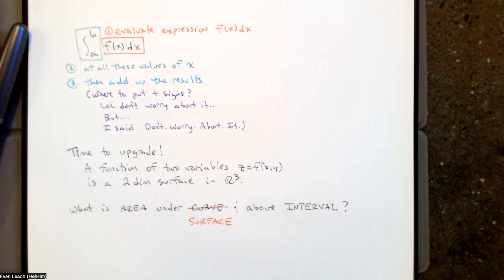Now I'm plugging in a bunch of x's and y's. So instead of an interval on the x-axis, I'm going to have some x's and some y's. We're going to describe that as a region. There's going to be this area, this region on the floor. Think of it as the floor.